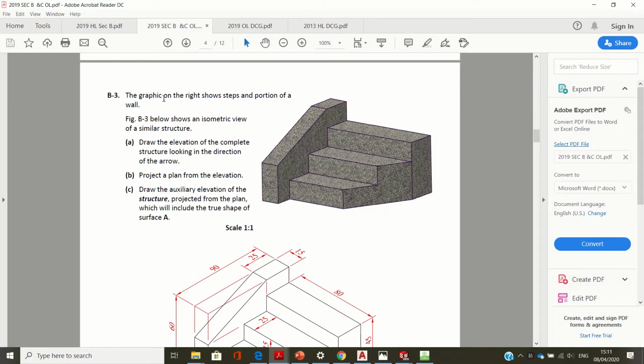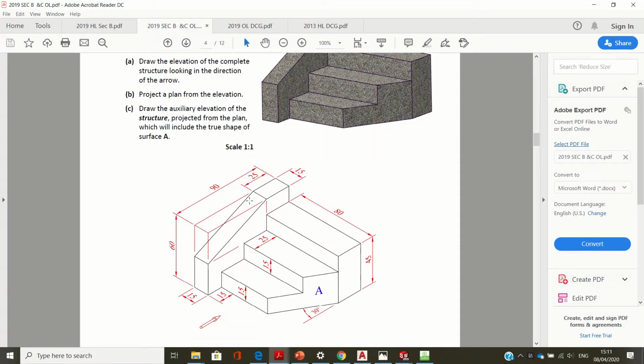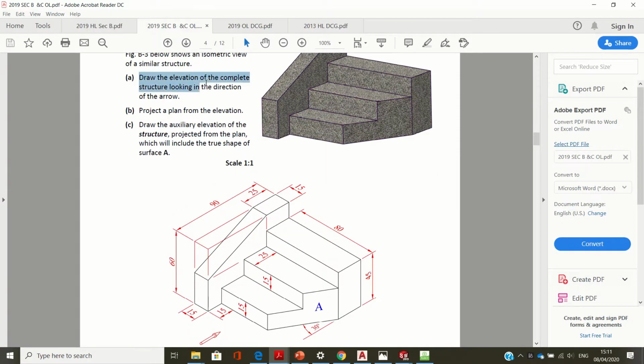So welcome to 2019 question B3, Ordinary Level DCG, by Val. The graphic on the right shows a portion of a wall and some steps. Figure B3 below shows a similar structure. We have to, in part A, draw the elevation of the complete structure looking in from the direction of arrow A.